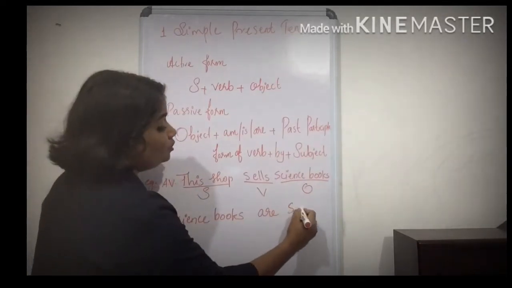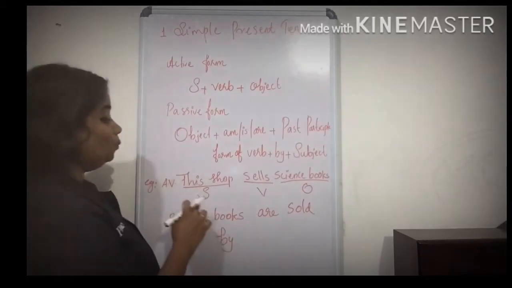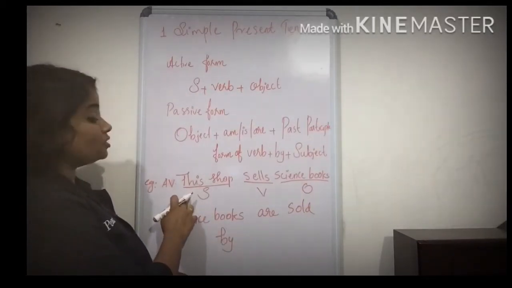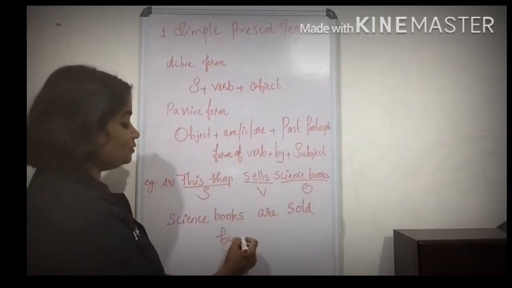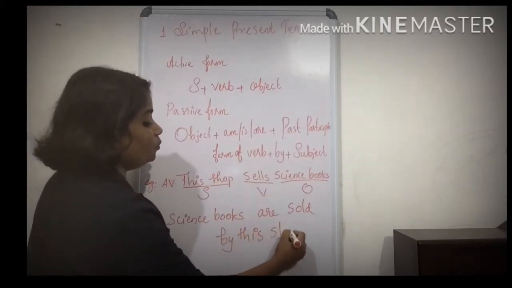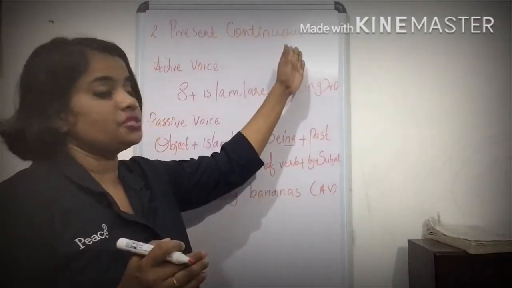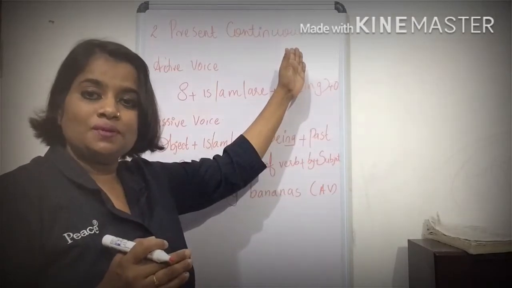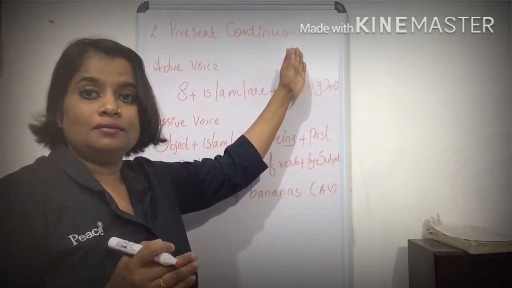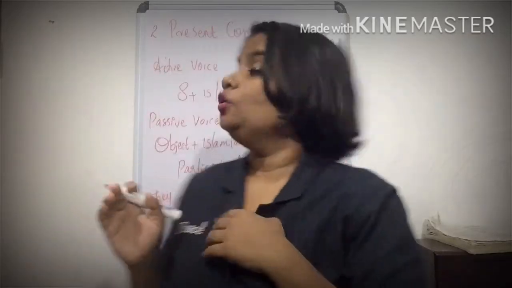So are sold by whom? By, the subject comes to the objective part. Okay, by this shop. You get me? In the case of present continuous tense, we are using subject plus is, am, are plus verb ing form, or the ing form of the verb.